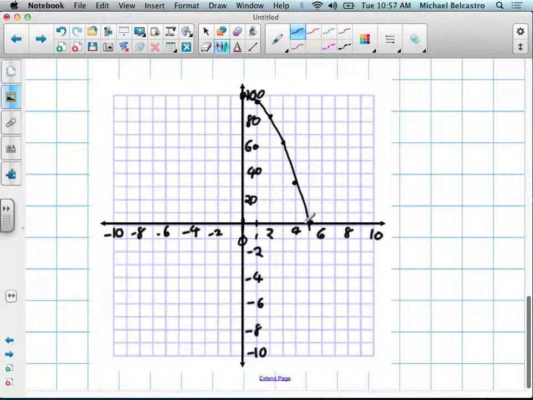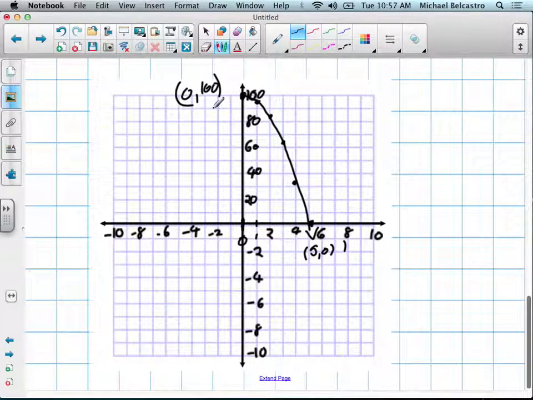So here's the graph we're working with. Okay, that's our parabola. Now, remember we said that it had to start at 0. And we knew when it hits the ground at 5 seconds. That's at 5 and 0. Okay? Our starting point was actually 0 and 100.